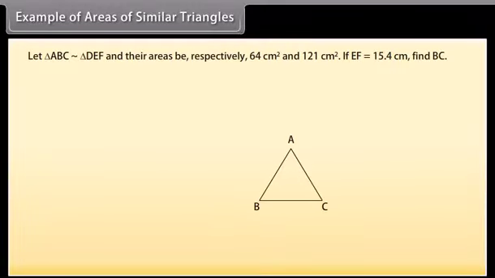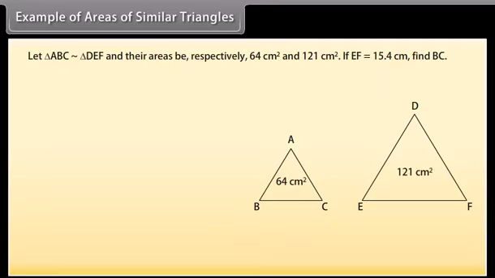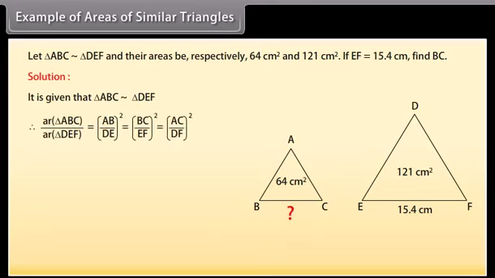Example. Triangle ABC is similar to triangle DEF and their areas are respectively 64 cm square and 121 cm square. If EF is 15.4 cm, find BC. Solution. It is given that triangle ABC is similar to triangle DEF. Therefore, area of triangle ABC upon area of triangle DEF equals (AB upon DE) whole square equals (BC upon EF) whole square equals (AC upon DF) whole square.